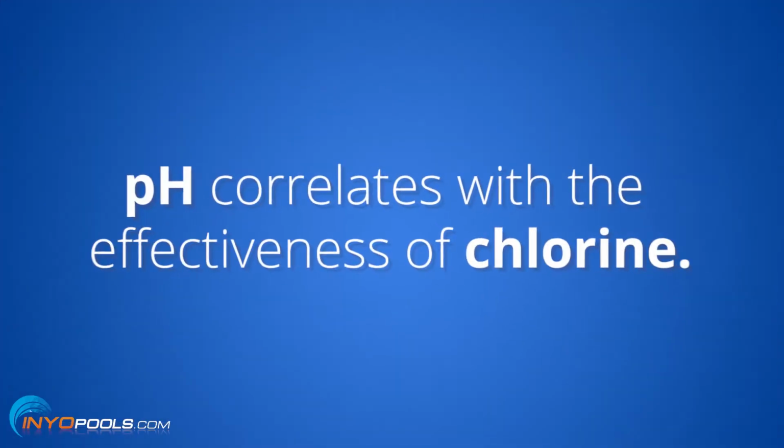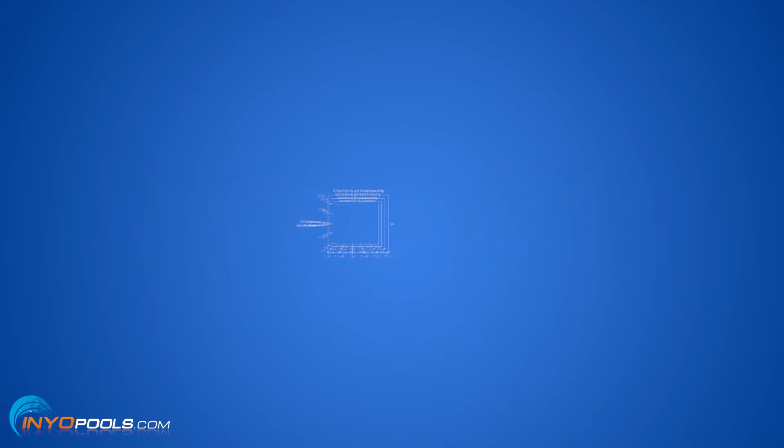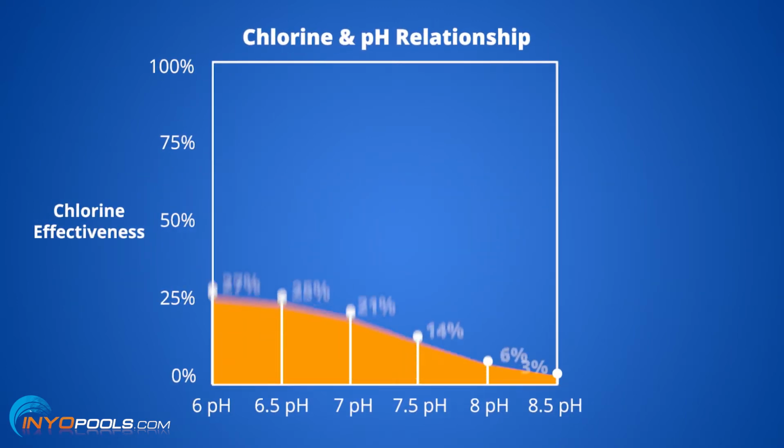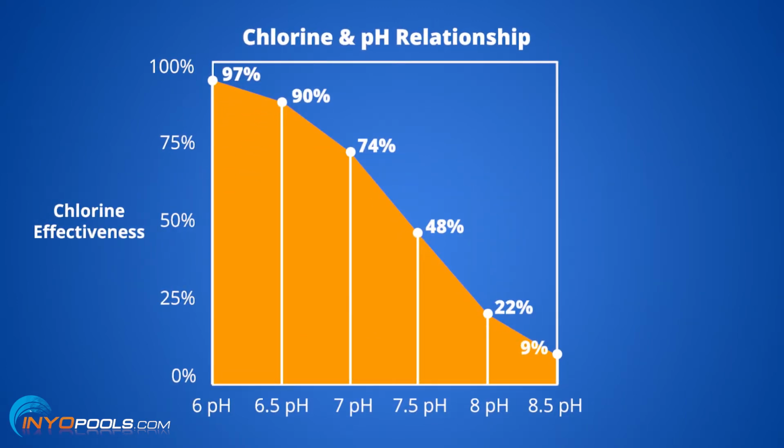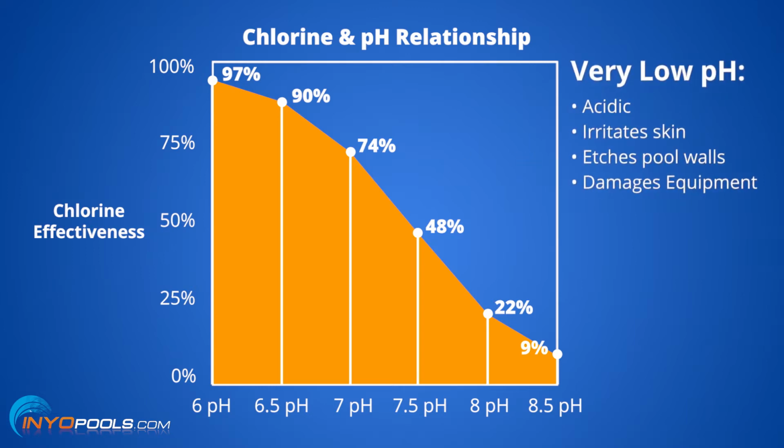Okay, the pH really correlates to the effectiveness of the chlorine level. If you look at a chart of pH in relation to the chlorine effectiveness, at the top, a 6.0 pH level is going to give you about 90% chlorine effectiveness rate. But you don't want to swim in a pool that's got a pH of 6.0. It's very acidic. It can bother your eyes and skin. It can etch pool walls. It can damage the equipment.